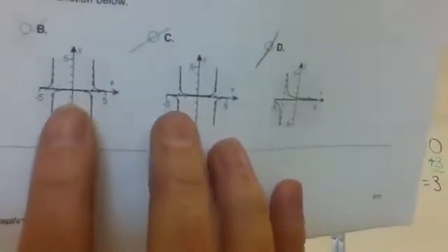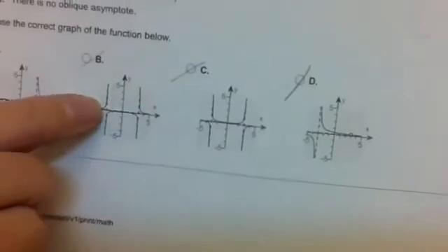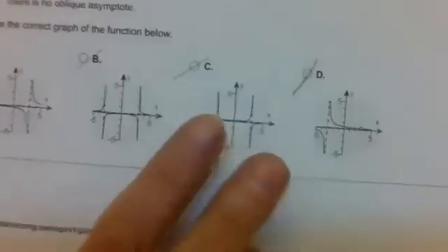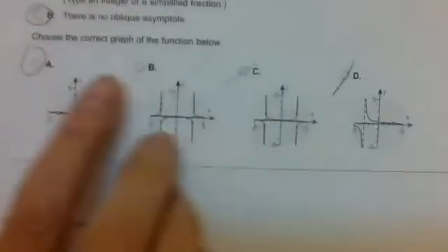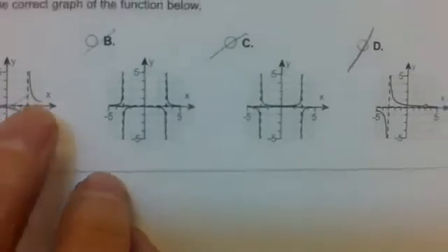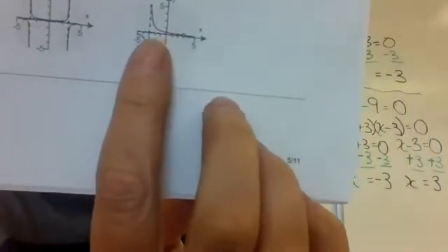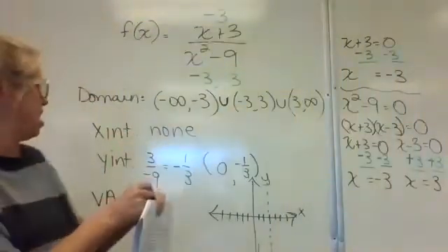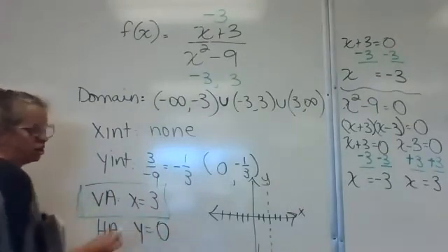Because look at B and C. They both have 2 vertical asymptotes. One here and one here on both of them. Your vertical asymptote should be at +3, which is where this one is. See, it's going through at +3. Where is this one going through? At -3. So that's why it'd be A. A is the only one that has this distinguishing vertical asymptote.